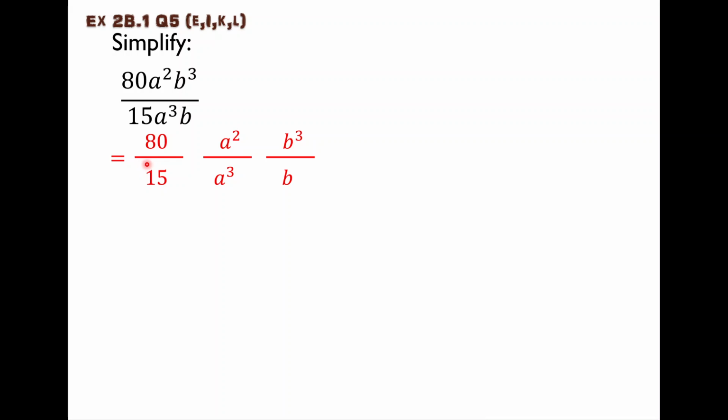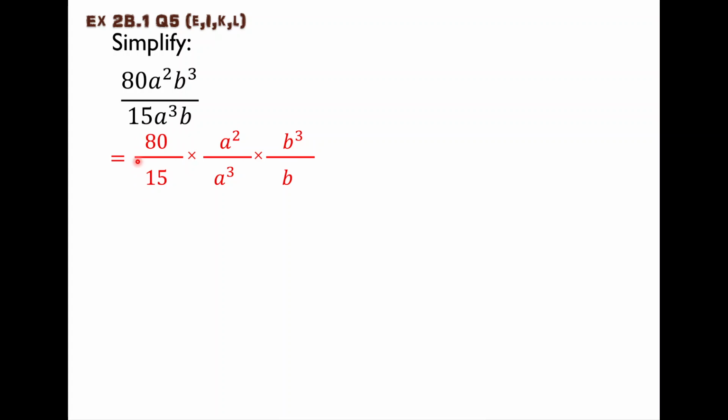So these three fractions are all multiplied together. I've just broken them up. You can imagine there's an invisible times sign between the 80 and the A squared. So that's why these are multiplied together. Okay, well now that I've split it up, I can handle it one part at a time.